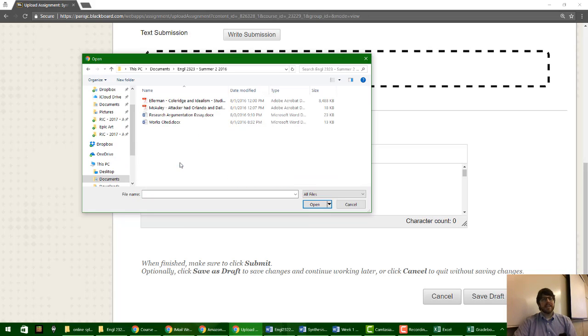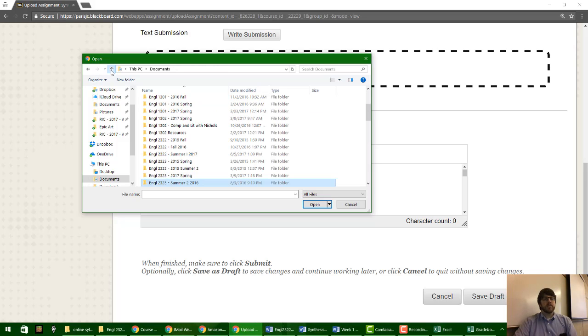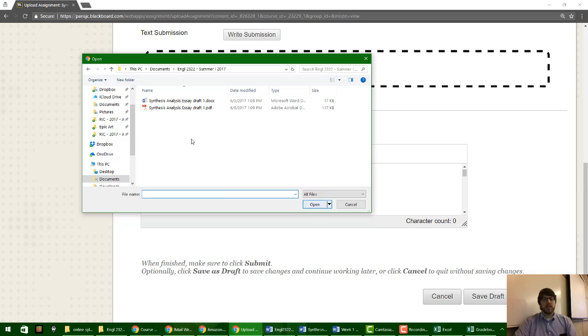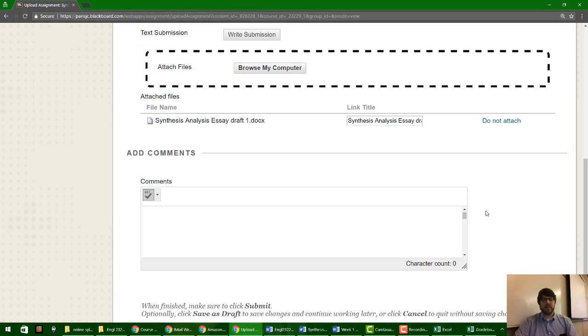Okay. What? Oh, that was the wrong folder. Let's see, 2322, Summer 1, 2017. Okay, good. That's the one I want. Bingo. Let's do the docx file first. I'll show you that a docx file looks great.